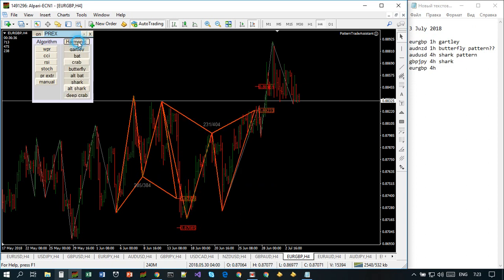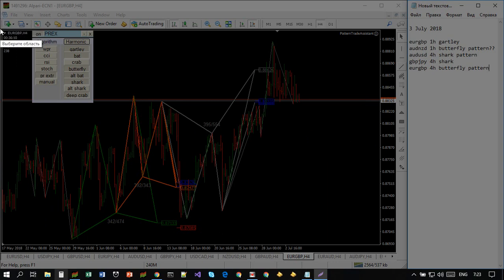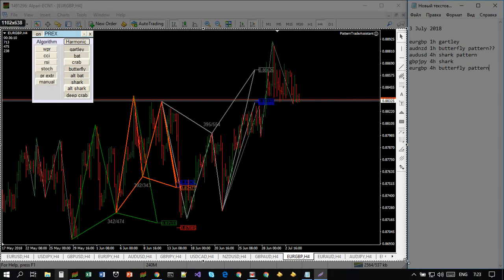It is very much needed, well, you should know a lot. Bear Butterfly pattern. Because of this, we are almost sure that the Euro GBP 1 hour Gartley, which is bullish, will complete. I remind you guys that the bullish Gartley looks this way.